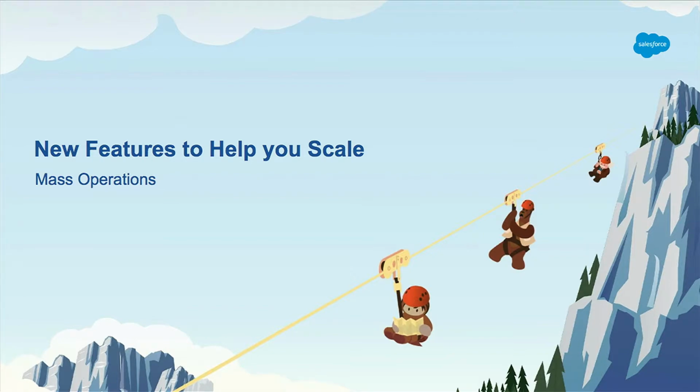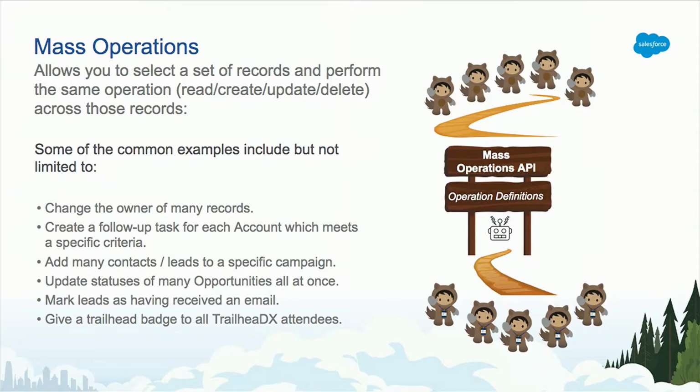So as Iman briefly alluded, Salesforce has a very large variety of APIs. They're REST, SOAP, bulk, and used for different purposes. Some of them operate on one record, some of them operate on multiple records. What I'm here to talk to you guys about today is what we call a mass operations API.